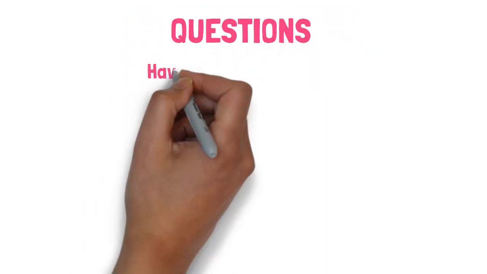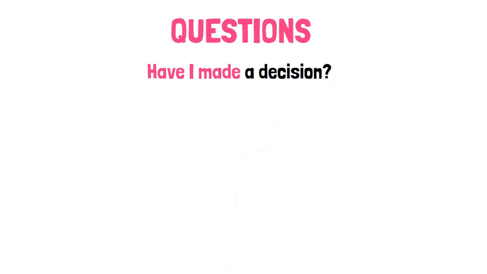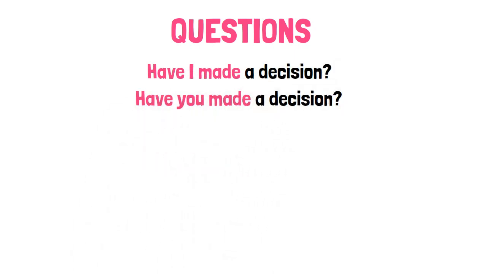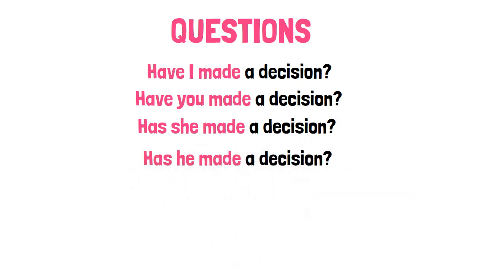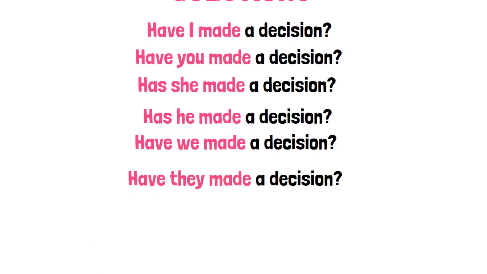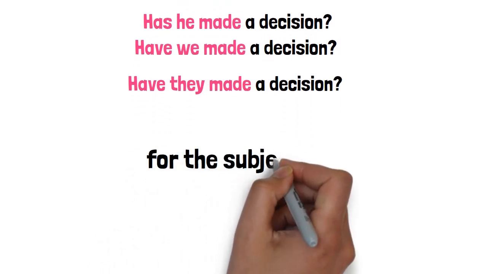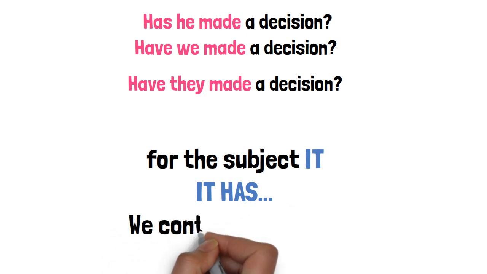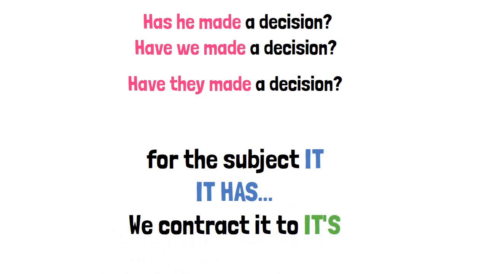Questions. Have I made a decision? Have you made a decision? Has she made a decision? Has he made a decision? Have we made a decision? Have they made a decision? For the subject it has, we contract it to it's.